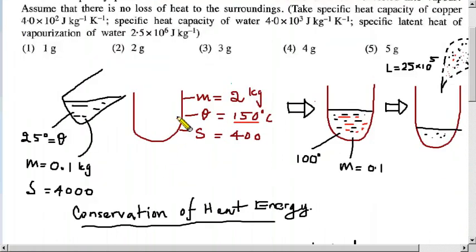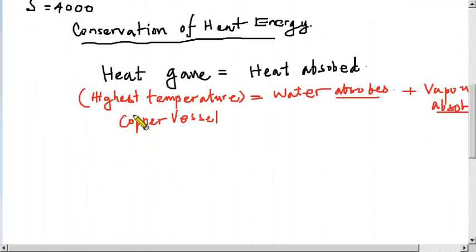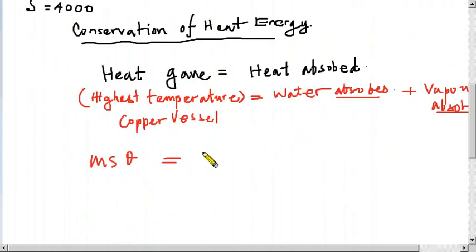So since the copper vessel doesn't change its state, no change in state for this copper vessel. Therefore the term ms theta we have to write. Then equals, for water, it must increase its temperature first to 100 degrees, so no change in state. In that step no change in state, so therefore ms theta term should be there, plus this one.